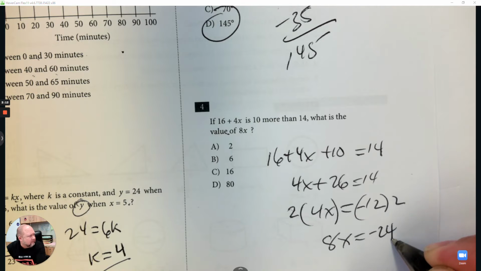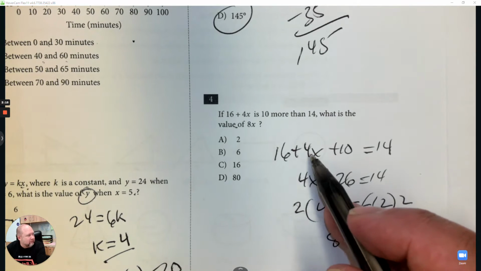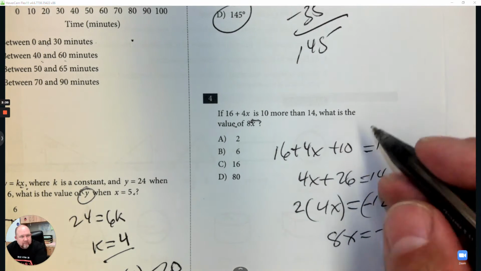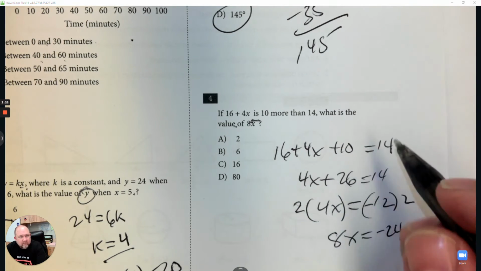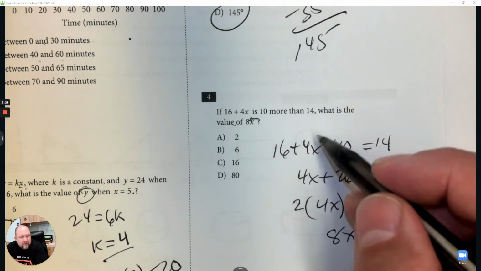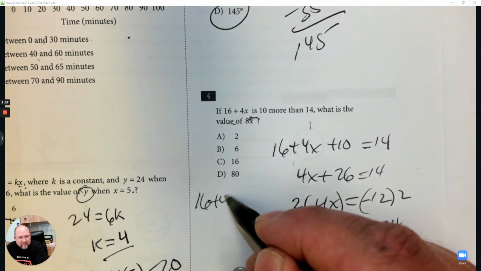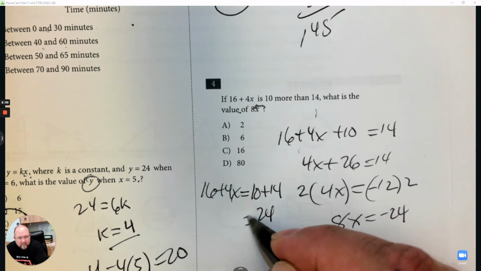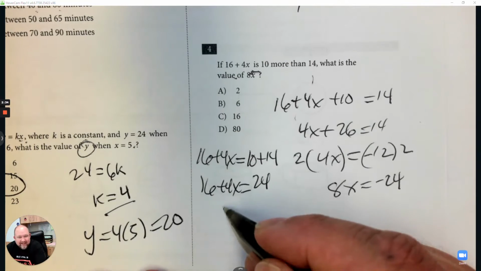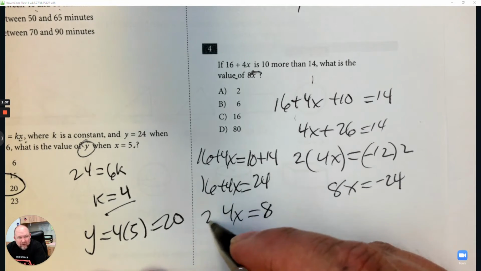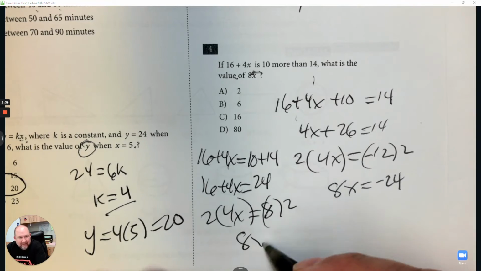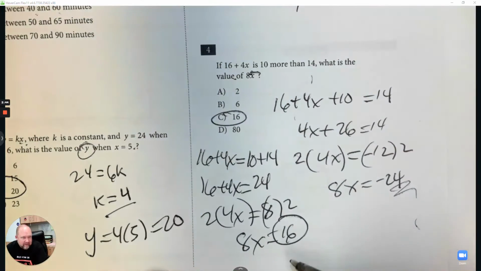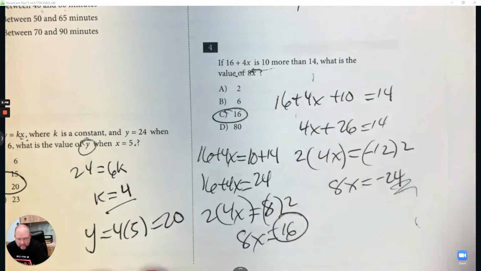What did I do wrong? So 16 plus 4x is 10 more than 14. So that means it's 24. Let's try it again. Subtract 16, then multiply times 2. So 8x is equal to 16. So even though I thought I did it, I thought the answer is not even there, right? So I have to rethink. Can I be a good reader and do it?